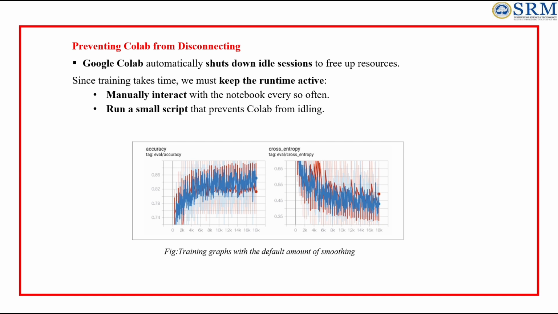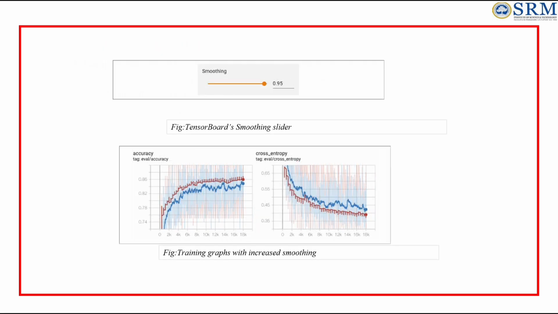Preventing Colab from disconnecting. Google Colab automatically shuts down idle sessions to free up resources. Since the training takes time, we must keep the runtime active. Manually interact with the notebook every so often, or run a small script that prevents Colab from idling.